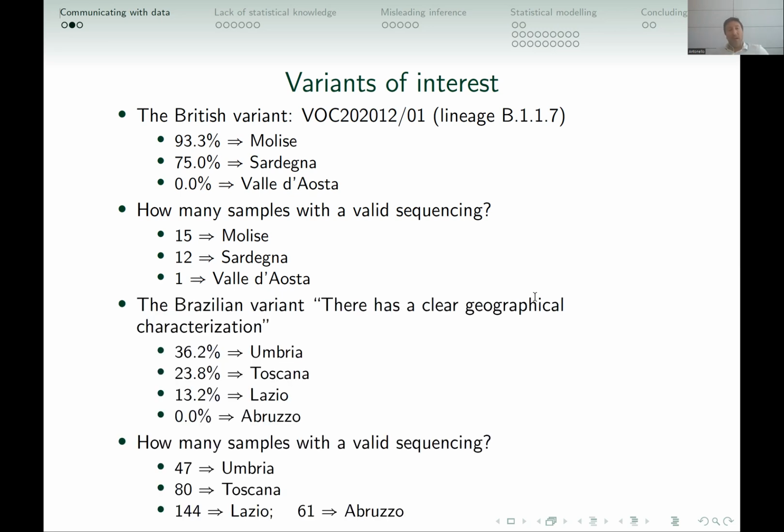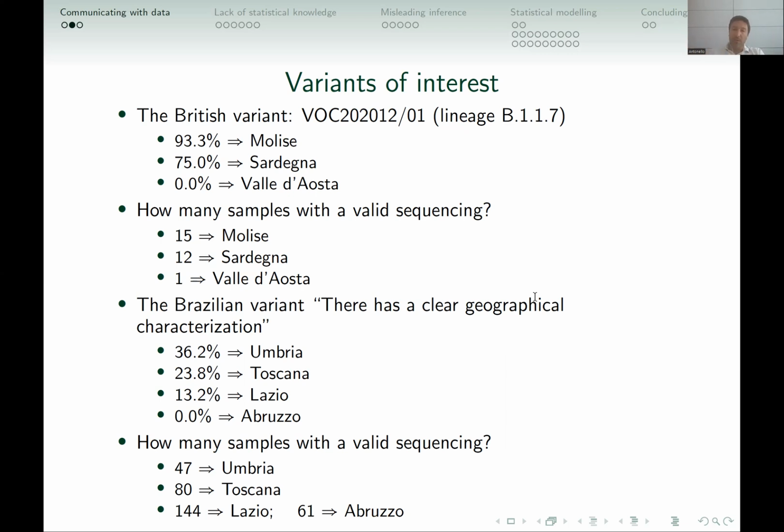A similar thing happened with the Brazilian variant. There is a report where it is written that there is a clear geographical characterization, simply because Umbria, Toscana, and Lazio, central regions, show a presence of this variant. Of course, Abruzzo, where Mauro is from, is also in the center of Italy, but there was no Brazilian variant. Again, the number of samples is quite small. So there is a problem of communication about the data.